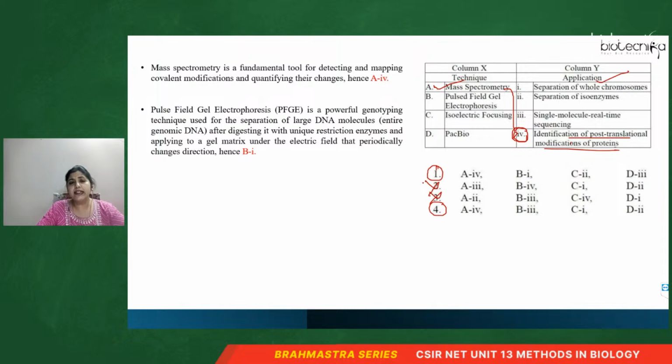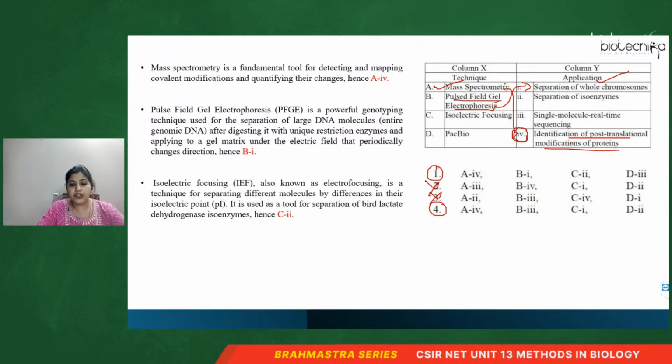Then PFG stands for pulse field gel electrophoresis, and it is mainly used for genotyping and for separation of larger DNA molecules like that of a mammalian genome. If we look at the application, pulse field gel electrophoresis is for separation of whole chromosomes. So yes, this is appropriate. B is 1.